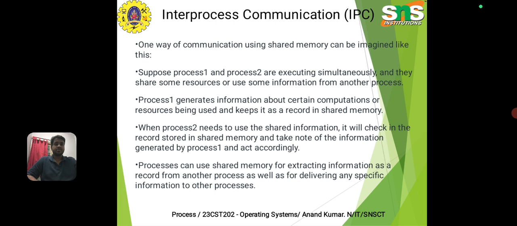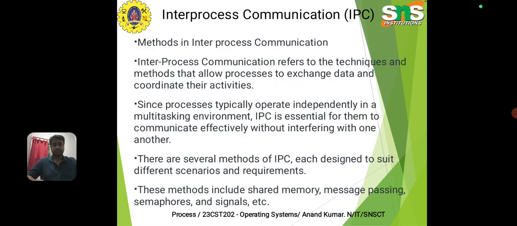Consider that process 1 and process 2 are executing simultaneously, and they share some resources or use some information from another process. Process 1 generates information about certain computations or resources being used and keeps it as a record in shared memory. When process 2 needs to use the shared information, it will check the record stored in shared memory, take note of the information generated by process 1 and act accordingly. Processes can use shared memory for extracting information as a record from another process, as well as for delivering specific information to another process.